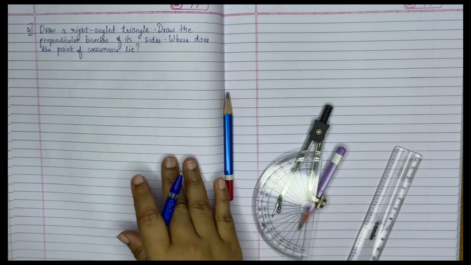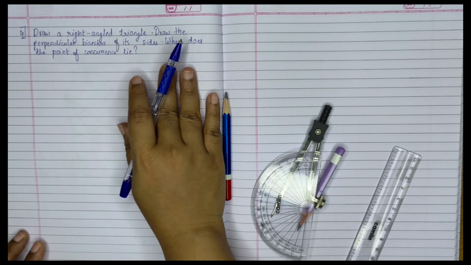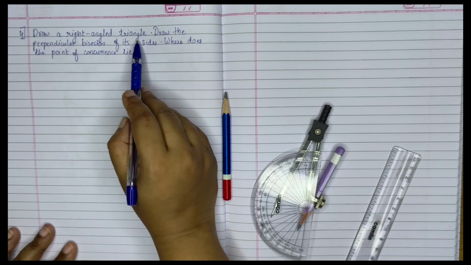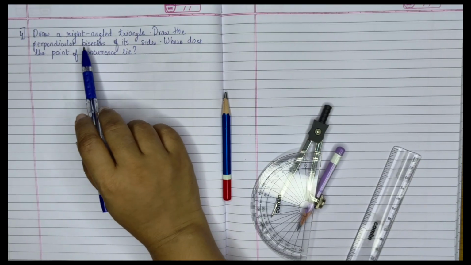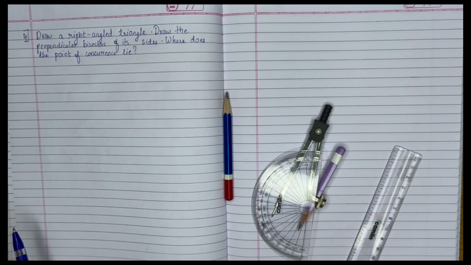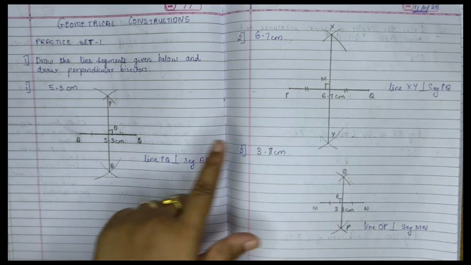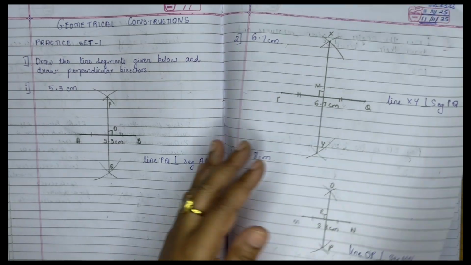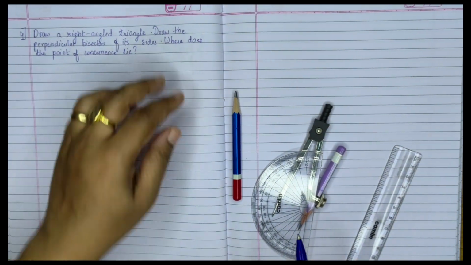Now see the last sum of this practice set. Draw a right angle triangle. First we will draw a right angle triangle and draw the perpendicular bisectors. Perpendicular bisectors, as I showed you how to do it in the first part. Here, these are perpendicular bisectors. So we will draw perpendicular bisectors to this. First we will draw a right angle triangle.